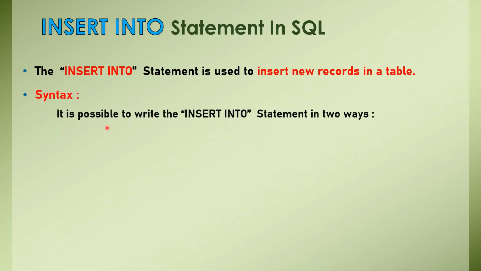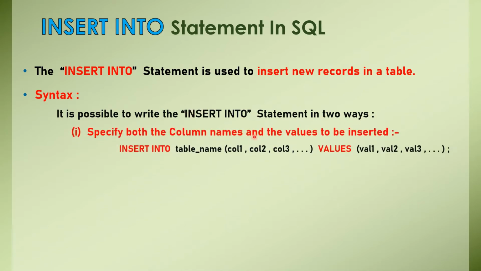There are two possible ways in which you can insert a record inside a table. So there are two particular ways of writing this INSERT INTO statement. Let us see the first way. The first way is where you specify both the column names, meaning the attribute names, and the values to be inserted inside the table.